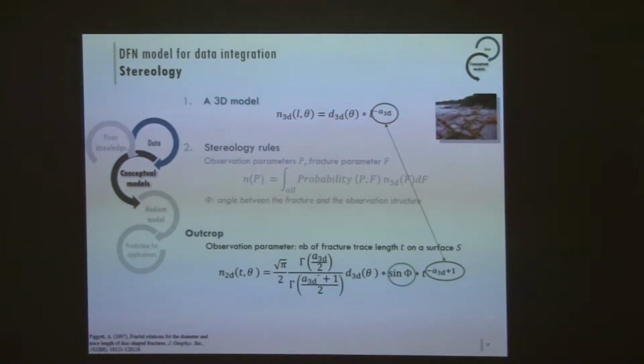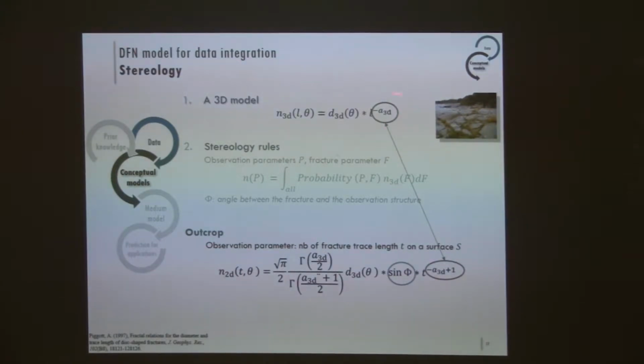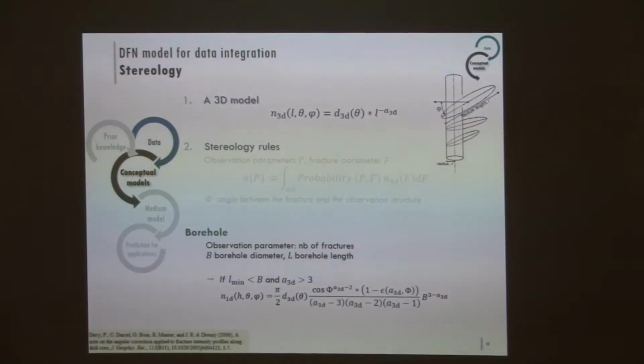Then you have a scale relationship. In the size, here I take a power law for the size distribution. So in 2D, the power law is related to the 3D power law. And the difference between both is a dimension, so to go from 2D to 3D, you just add 1 to the exponent of the length distribution. You can do the same with borehole information, okay? And you have an expression. Same thing for the orientation issue, and same thing for the size distribution.